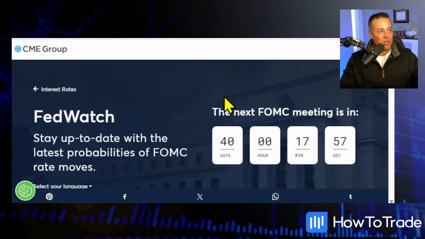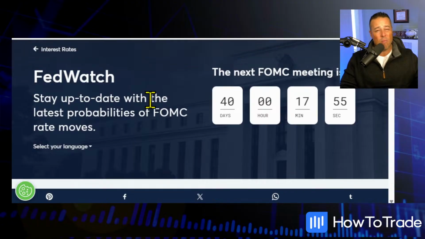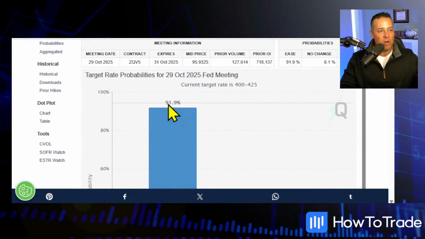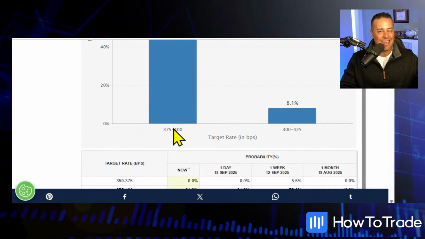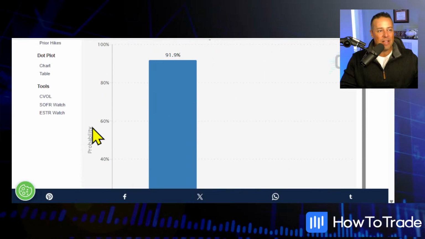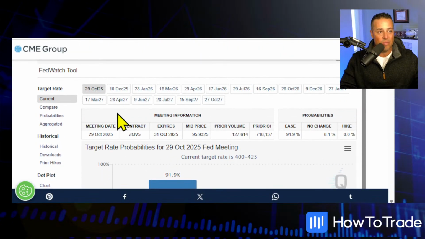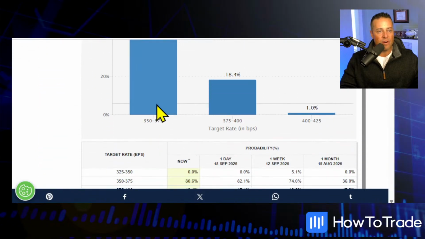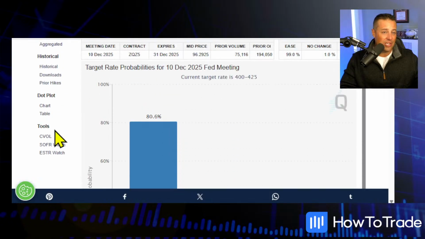CME Fed Watch, let's take a look at our interest rate expectations. This has become more and more important as we drive deeper into the year. 40 days, 17 minutes. We'll have FOMC live for you again. 91.9% chance that we cut again. So 3.75 to 4. We believe that that's pretty much a foregone conclusion at this point. And then after that, we go to December. We're looking for another rate cut. So we're looking for 2 more rate cuts this year.